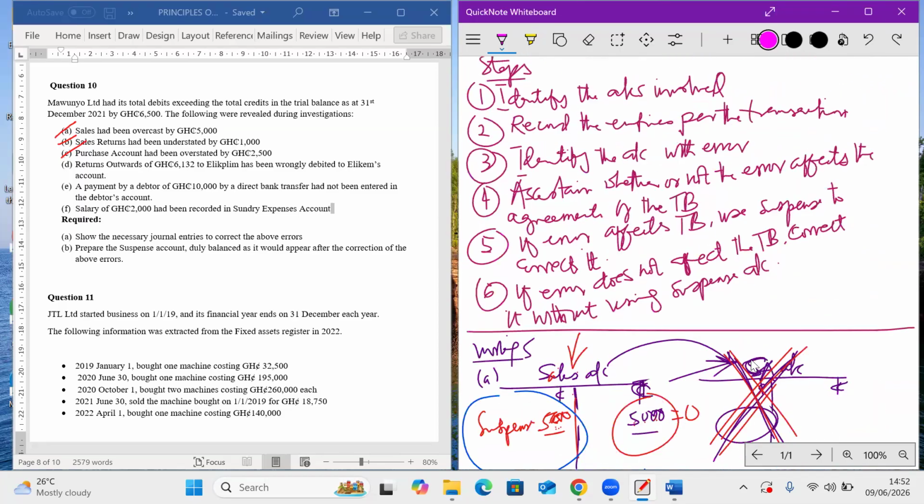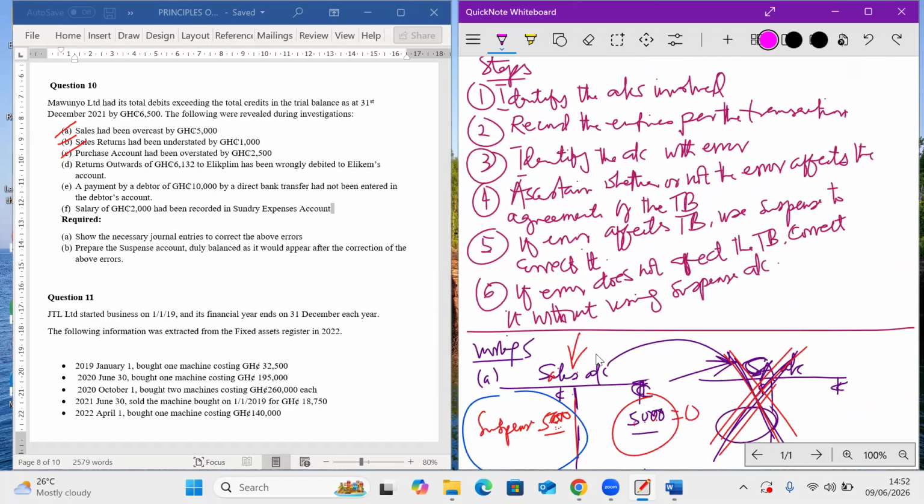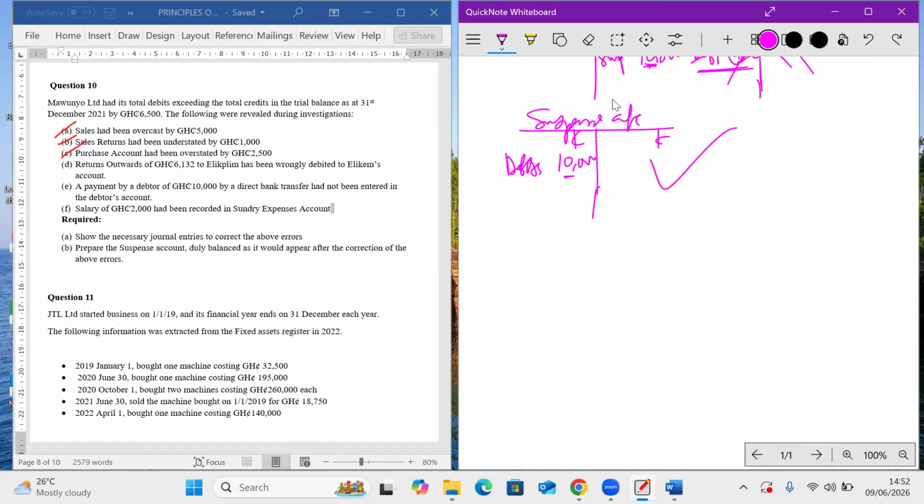So I go to the suspense account. How much is it? 10,000, right? Debit side, right? Yes. What is the name of the account there? Debtors. Debtors account. That's it. So I recorded it just as we did.